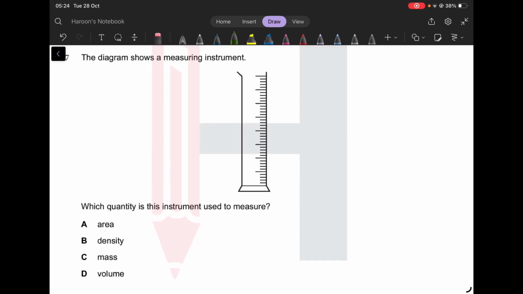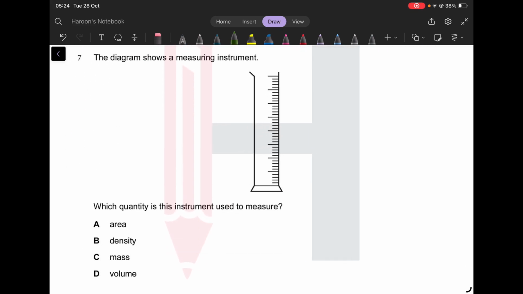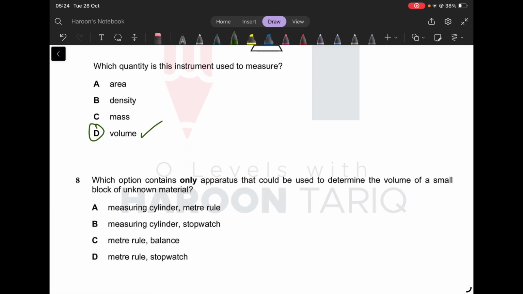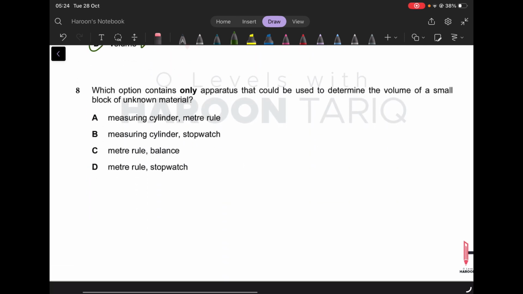Okay, now the diagram shows a measuring cylinder. Which quantity is this instrument used to measure? This is a measuring cylinder. It measures volume for me, right? Straightforward answer. Volume. D.